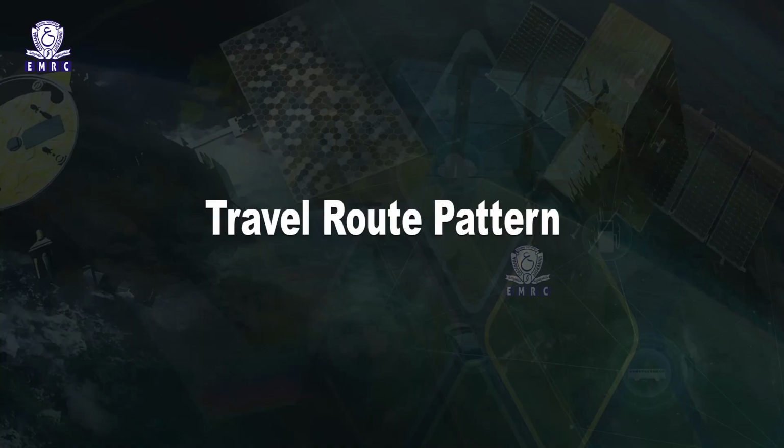Travel route pattern. The physical infrastructure of an urban center comprises transportation, water supply, electric power supply, sewage, etc.